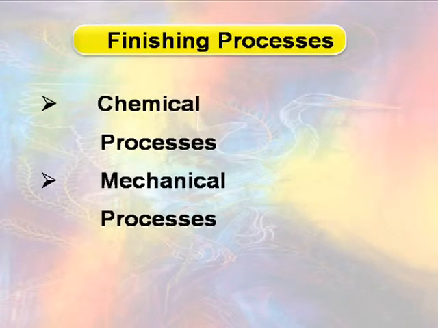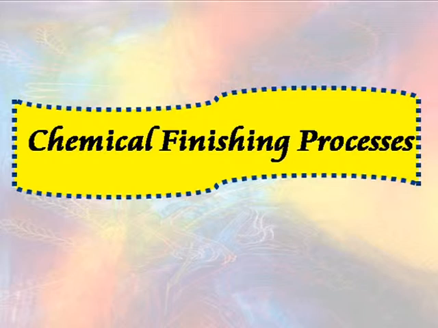Finishing processes. The available finishing processes can be divided into chemical process and mechanical process. We will consider the chemical process first and then make a brief reference to the others. Chemical finishing processes. Chemical finishing processes are those processes which involve the application of chemicals to the fabric.